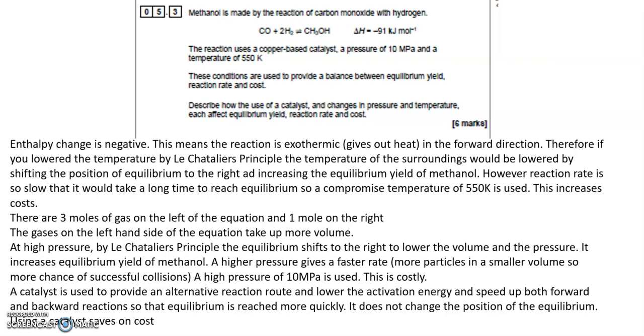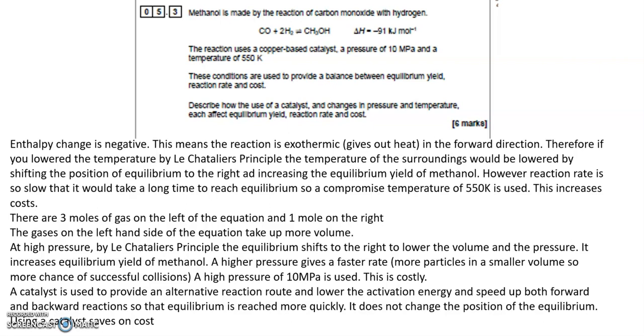It won't increase the activation energy, so it's not as good a factor in increasing the rate as temperature, but it will bring particles closer together, so you'll have more chance of successful collisions between those particles which do have the activation energy. So that's why a high pressure is used, 10 megapascal, which is 10,000 kilopascal, 10 million pascal. It's a big pressure in megapascal, so again, increasing pressure is going to be costly.